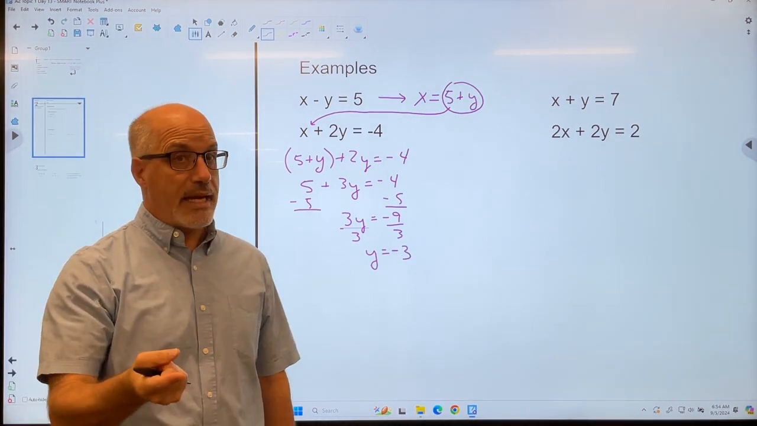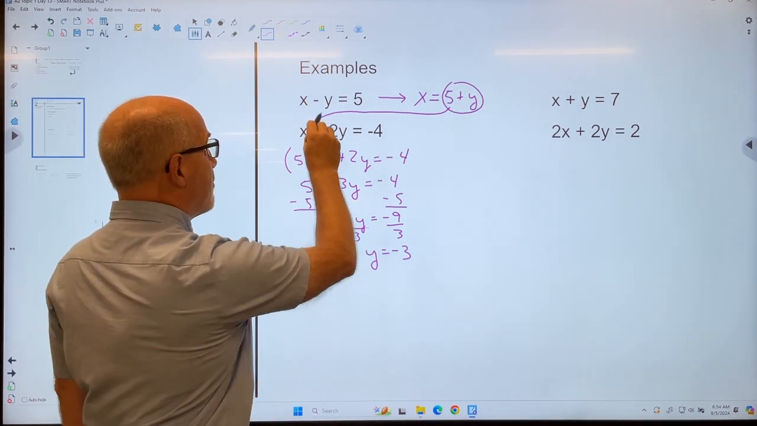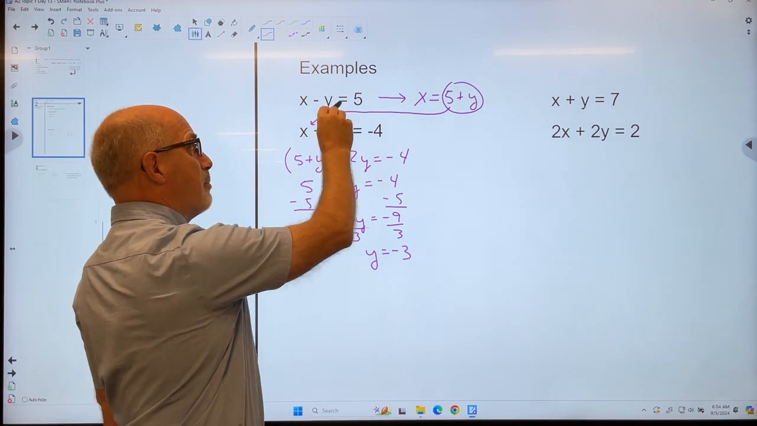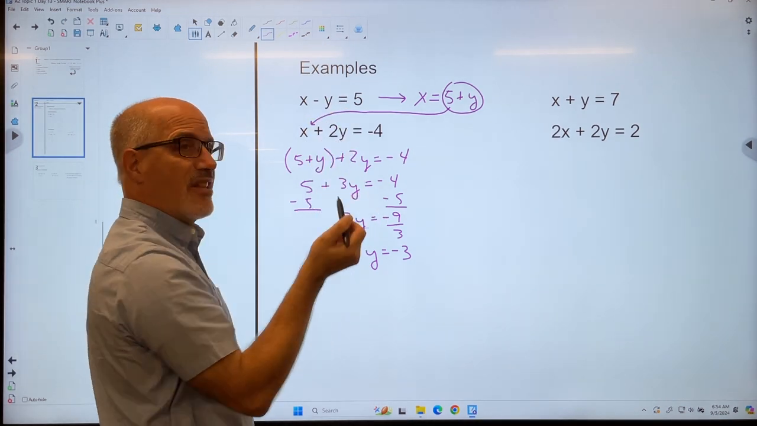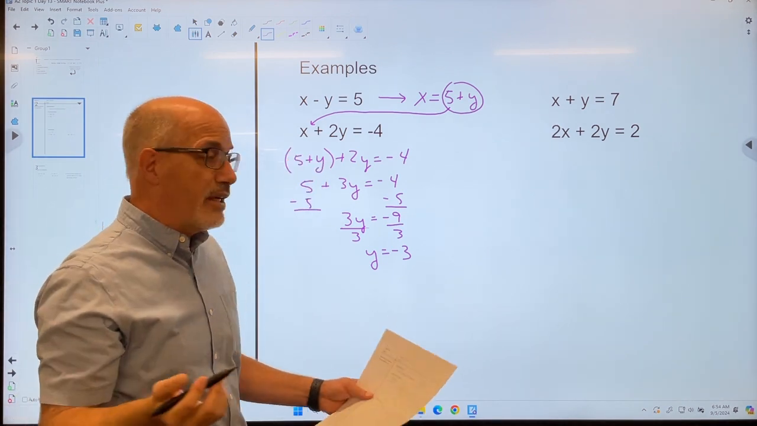Now I still have to go back and get x, meaning I got to go back to the original equation and pick one of the two. I could pick the first one or the second one. Since the last time I picked the first one, this time I'll pick the second. You can pick either one, it should work.